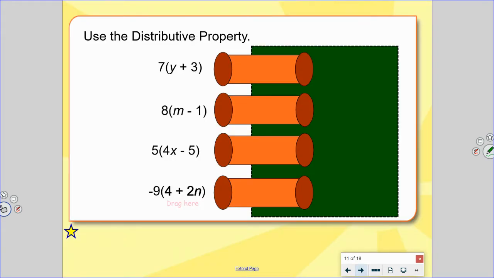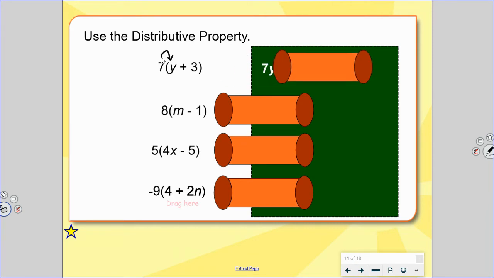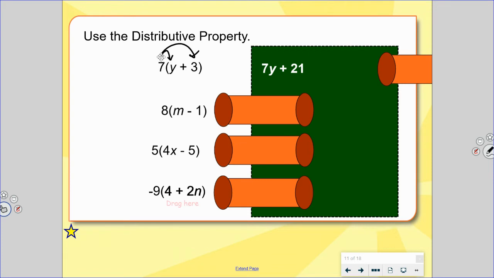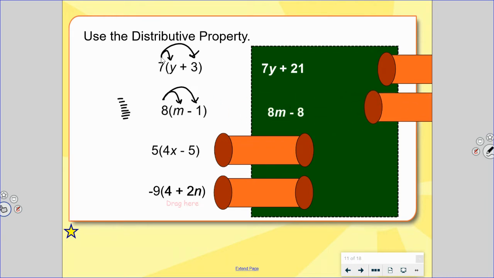Onward we go. Pause your video if you wish. Complete these 4 by simplifying and come on back when you're ready. All right, folks, you guessed it, 7 times y, 7 y's. 7 times 3 is 21, so we end up with 7 y's plus 21. 8 groups of m is 8 m's. 8 groups of negative 1 is going to be negative 8. Now you may write subtract 8, or you may write adding a negative. Either one of those would be acceptable on a quiz. After all, subtracting $8 is the same as adding $8 in debt.